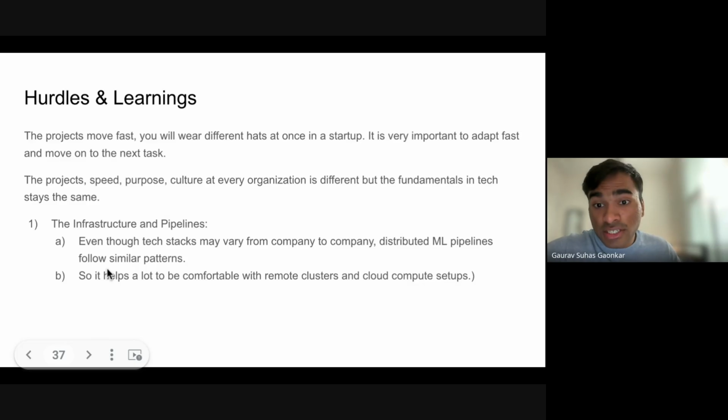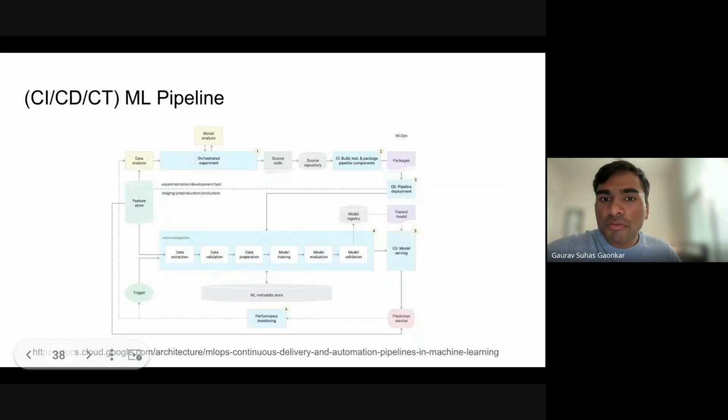But infrastructure and pipelines remain the same. Now, I found this really interesting blog post from Google Cloud, which talks about continuous integration, deployment, and continuous training pipeline. I will talk about each of these components on a very brief level, but by giving an example so that it becomes very clear to you guys.